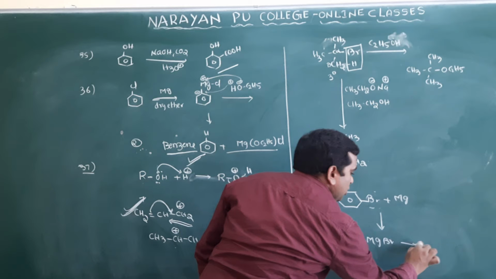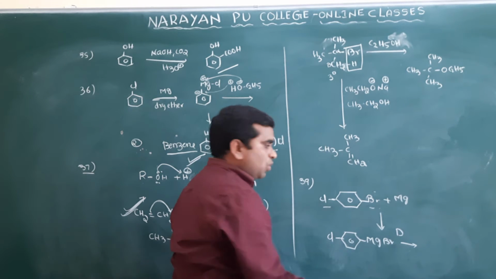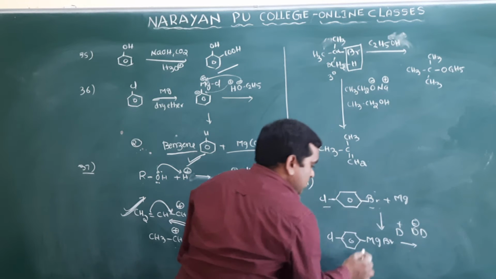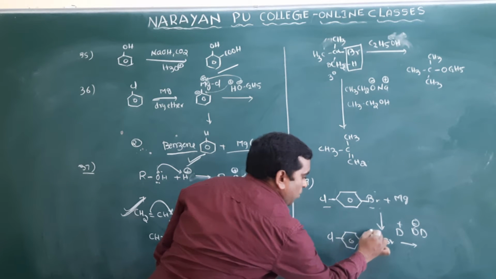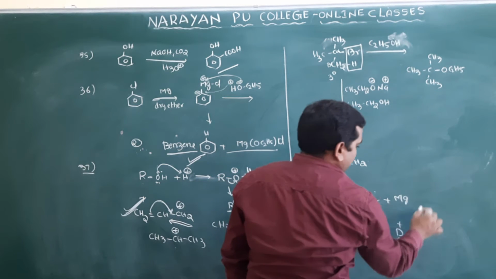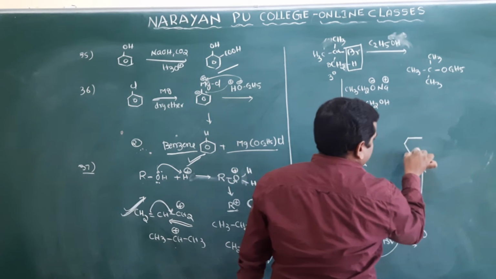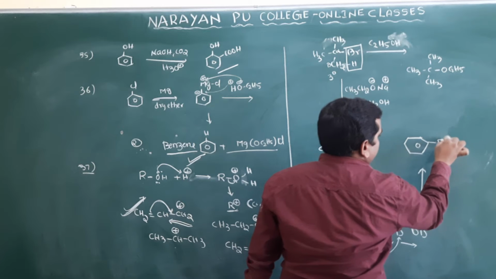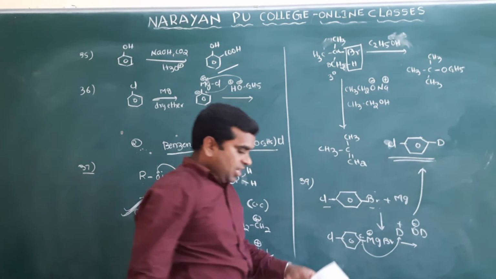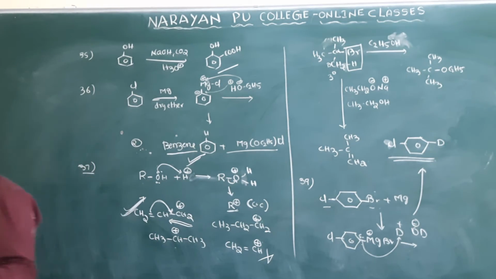Then what about D2O? D2O is like H2O, giving D plus and OD minus. So which charge is here? Positive and here negative. So you will get this compound, with a D here and a chlorine here. So option 3 is the answer.